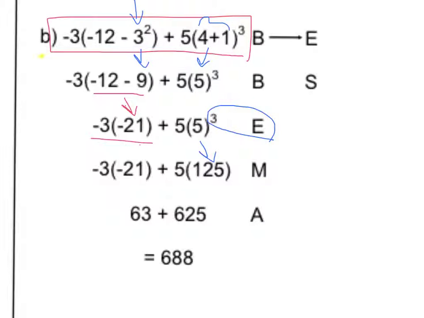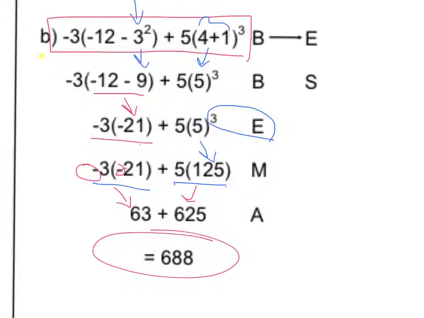Now you're left with 2 multiplication questions. So negative 3 times negative 21 and 5 times 125. Make sure you're careful with these 2 negative signs when you're using your calculator. Negative times a negative makes a positive 63, and 5 times 125 gets you 625. Last step, add 688.